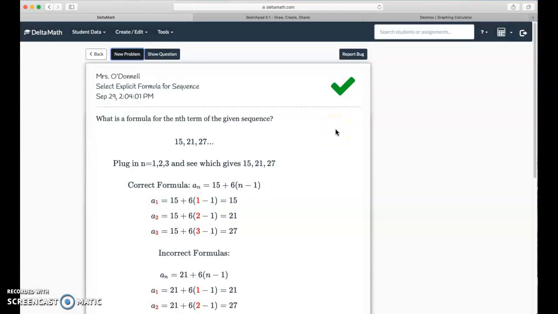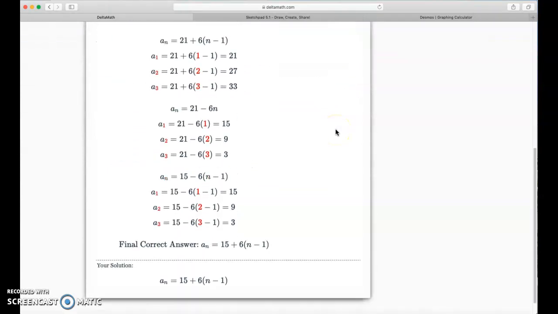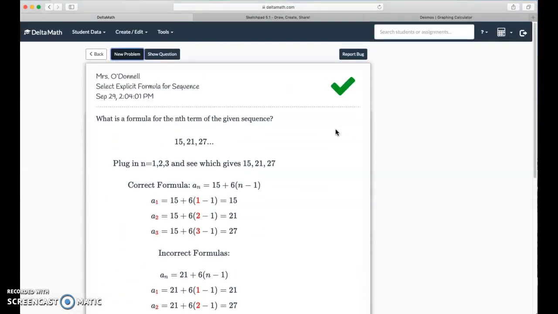So hopefully it gives it to us in this version. Cool. And we got it. So sometimes they want the simplified version. Sometimes they don't offer that as an option. You guys got to know how to do both. All right. And that's it for that one.